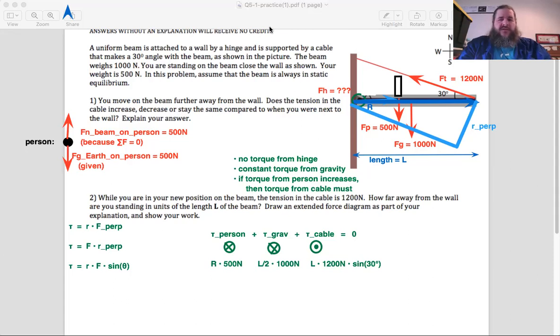So many ways to do this, but in this case, since we have the radius, at least in terms of the variable L that we're trying to get everything in terms of, and we have the force, 1200 newtons, and we have the angle, we may as well just use RF sine theta.